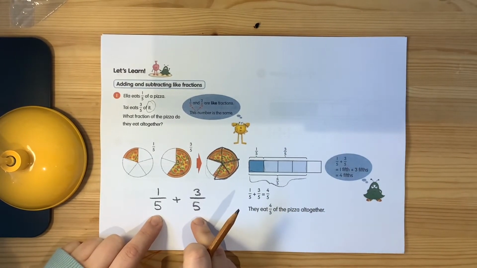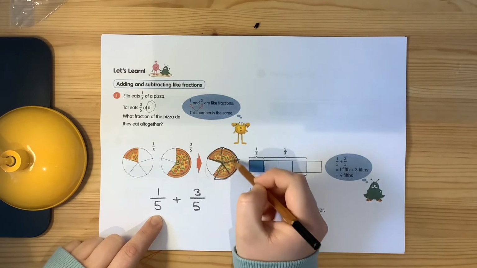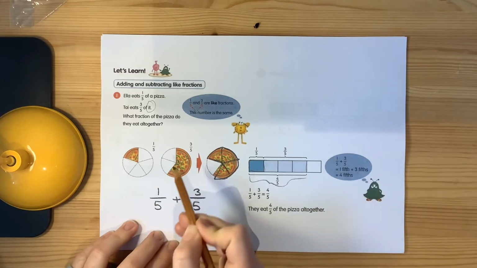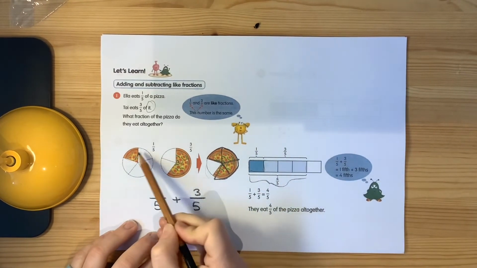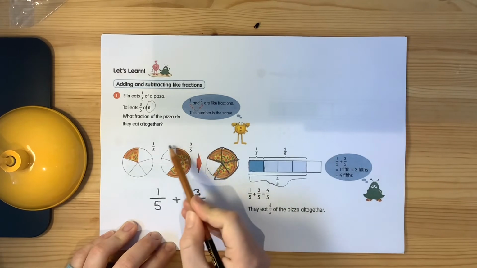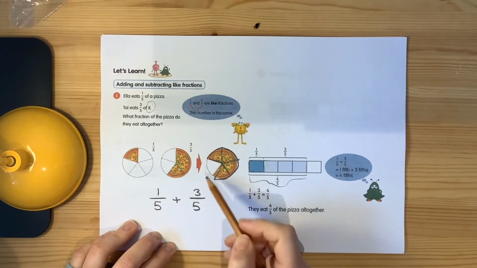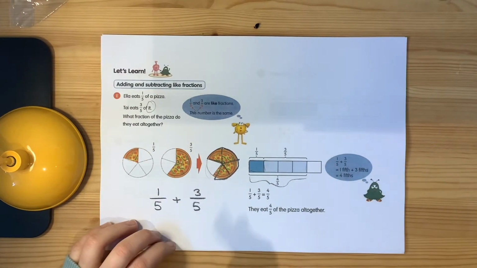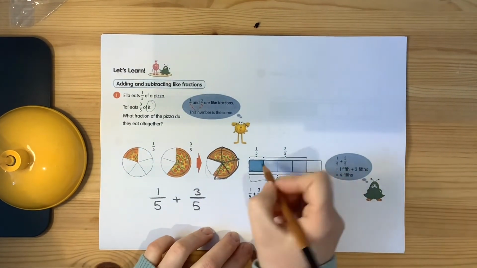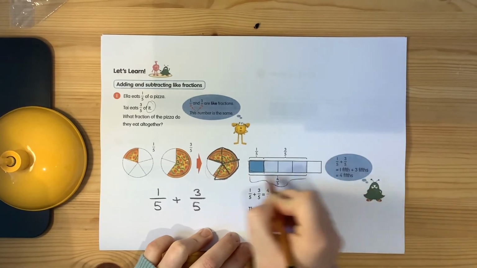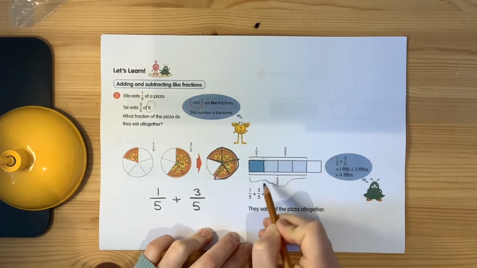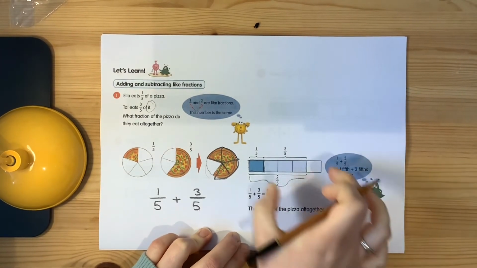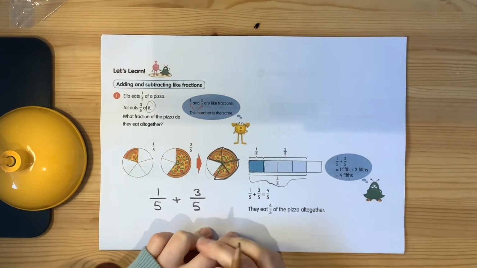It doesn't become a 10th because look, we haven't ended up with 10 equal pieces. We've still got 5 equal pieces because the pizza was still cut into just 5 slices. So we had 1 out of 5 slices, 3 out of 5 slices, and when we put all of those together, we've now got 4 out of the 5 slices. We haven't cut our pizza up any smaller. And again, with our bar, we had 1 out of 5 and 3 out of 5. And when we put those fifths together, we still have fifths because our whole is still cut into 5 equal parts.